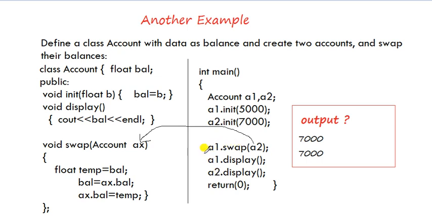A1 swap you have called, so A1 is implicit. Any modification done will be reflected. So here A1 got 7000. AX dot balance, AX is A2. A2's balance is 7000. That is coming in balance. Okay, balance got modified to 7000.